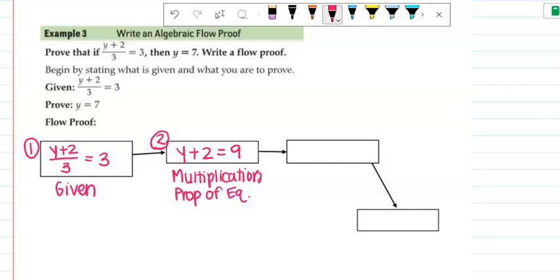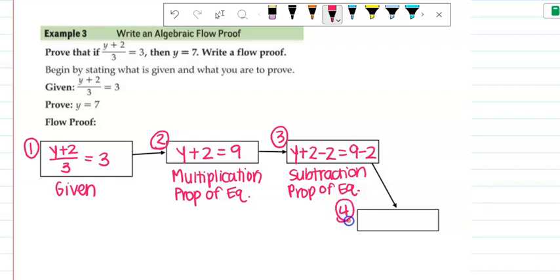Okay, but then I have 2 boxes left, which probably means that I need to show an extra step. So in this next one, I know I need to get rid of that 2, and I'm going to do that by subtracting. So I'm going to show y plus 2 minus 2 and 9 minus 2. And that was my subtraction property. Okay, and then last but not least, we're just going to simplify. So we're going to use our substitution and show that we were supposed to prove that y equals 7, and that's exactly what we did.